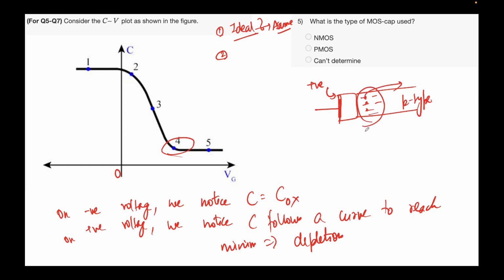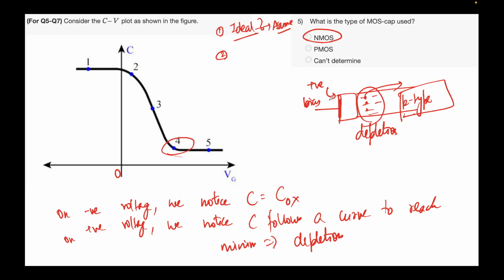When you apply a positive bias, then only you will see a depletion region. This is a positive bias. This means what we are talking about is a P type semiconductor, and P type semiconductor means an NMOS. Just to reiterate, on negative voltage we see C equal to C ox.